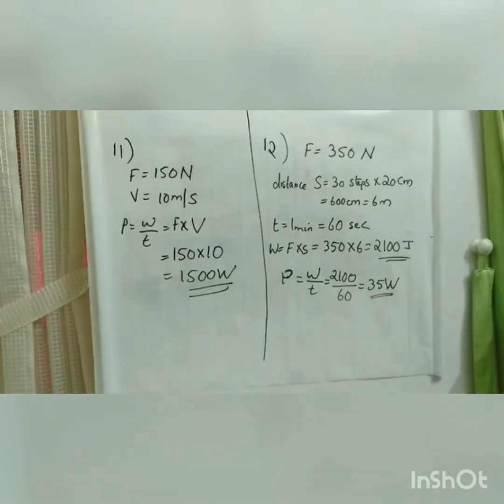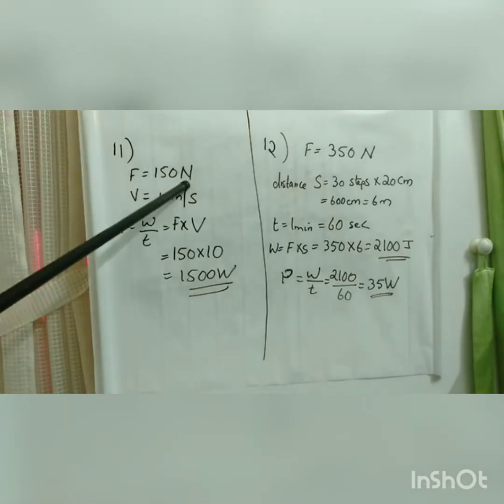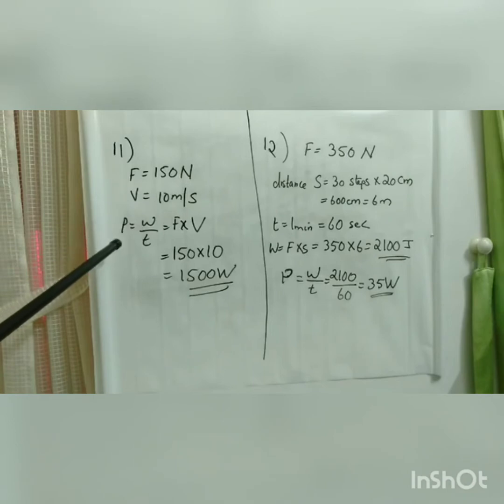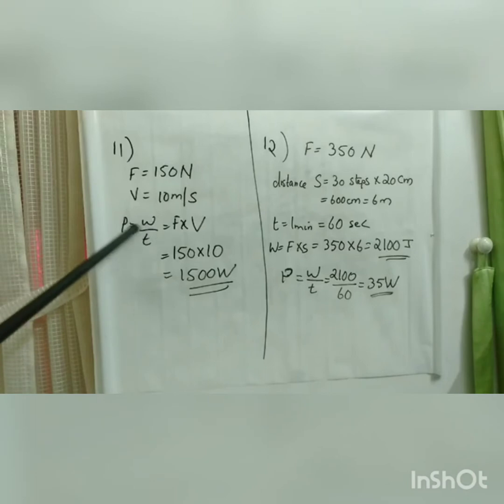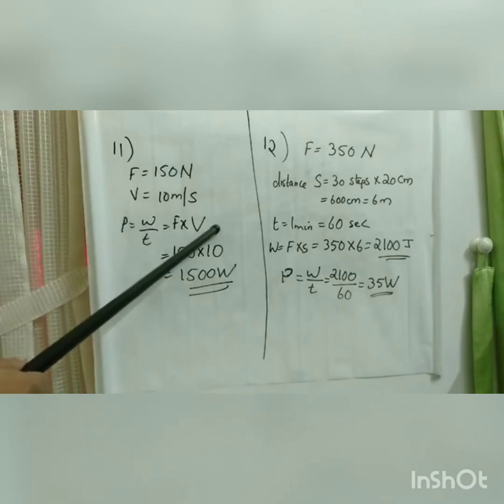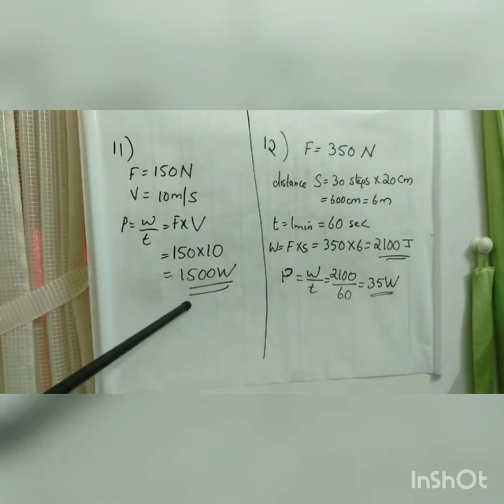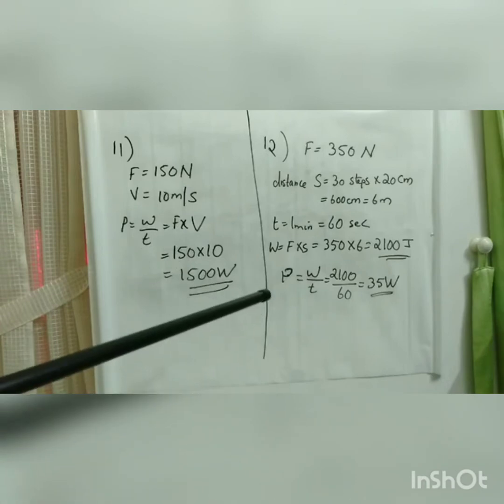Next, question number 11. Rajan exerts a force of 150 Newton. So directly force is given 150 Newton in pulling a car at a constant speed. Velocity 10 meter per second. Calculate the power. It is a direct question. Power is work by time, or we have the formula power is equal to force into velocity. So just multiply 150 into 10. You will get 1500 watt.